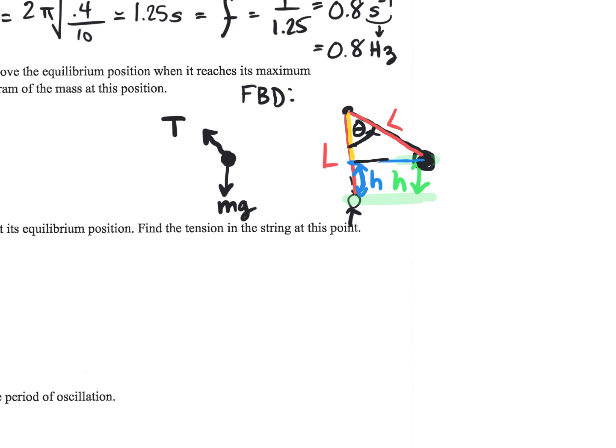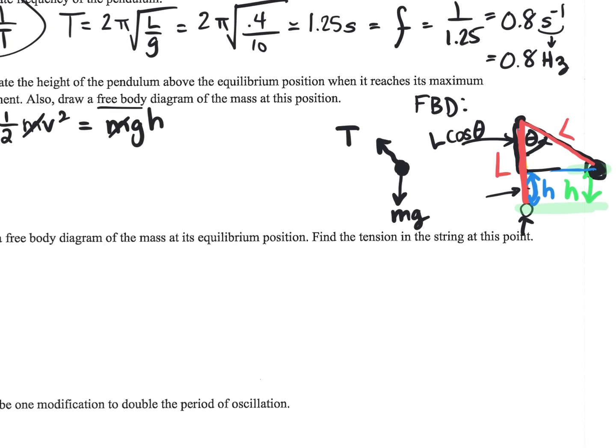So this length right here would be L cosine theta, would it not? Isn't that how we normally find it? L cosine theta is this chunk here. So now how do I find H if I know that? What is the entire length of this thing? From here to here, what's the entire length? L, right?